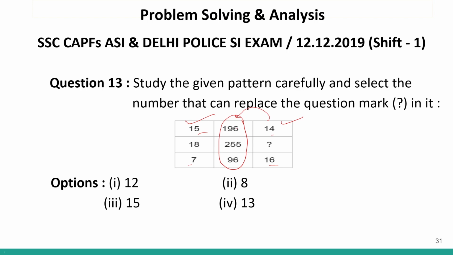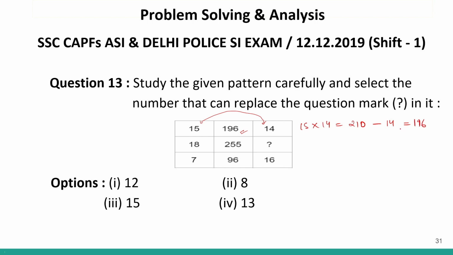Correct? And since it is so big, I can assume that certain multiplication operation is being done. This is my assumption. Now, let us check. So, if I multiply 15 into 14, I'll get 210. Now, 196 is smaller than 210. So, if I subtract 14 from 210, I'll get 196.